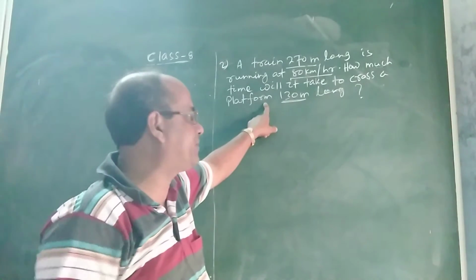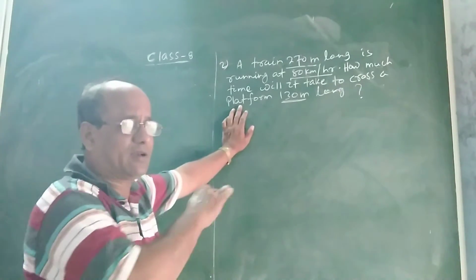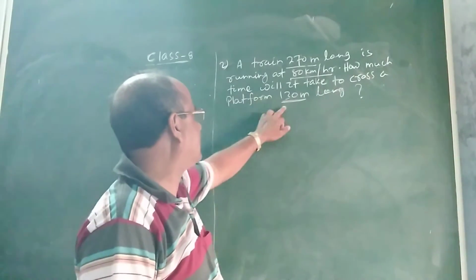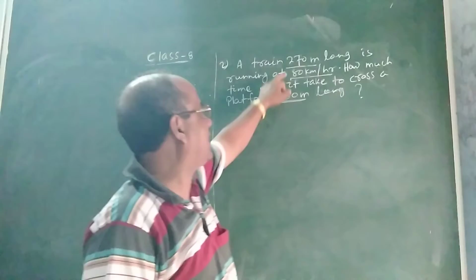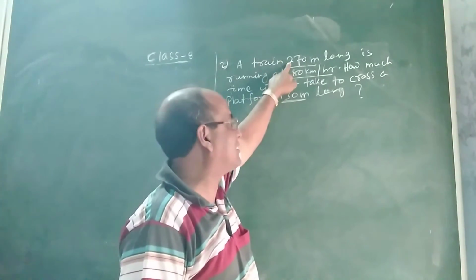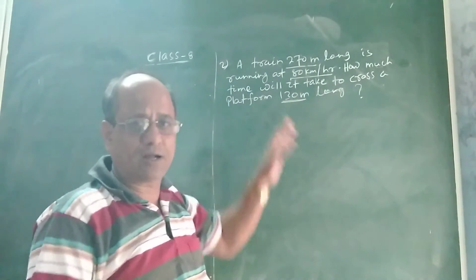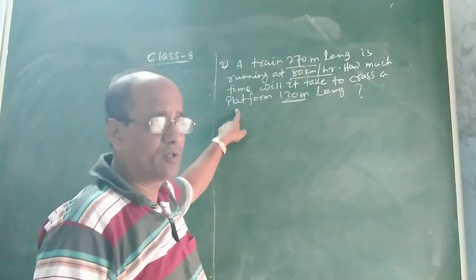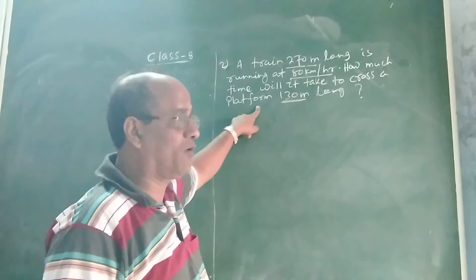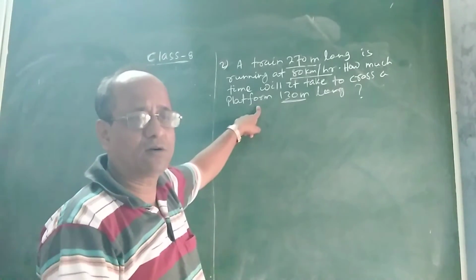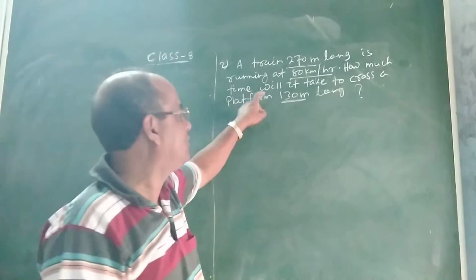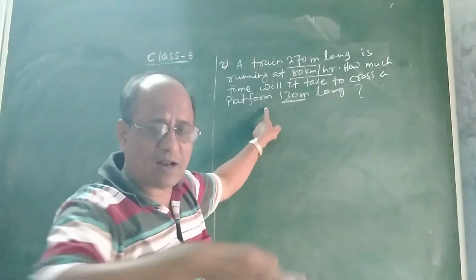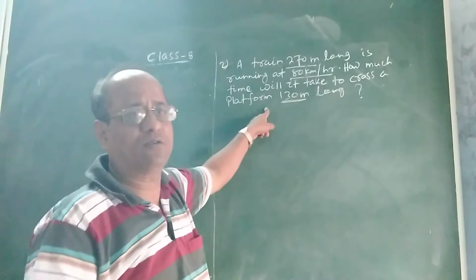And as I had told you in the previous lesson, when a stationary object lies parallel to the ground or horizontal to the ground, the length of that stationary object is added to the length of the train. We add the length of the train and the length of the platform to get the total distance traveled. That means when the train will cross the platform, how much distance will it cover? To find that distance, what do we have to do? We have to add the length of the train and the length of the platform, because this platform is lying horizontal or parallel to the ground.